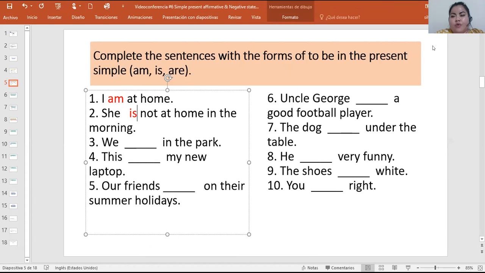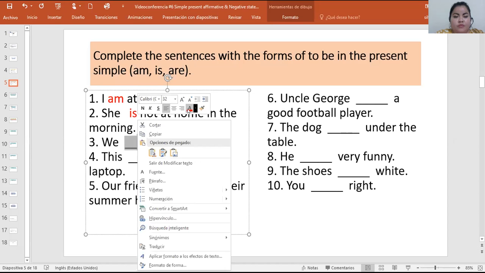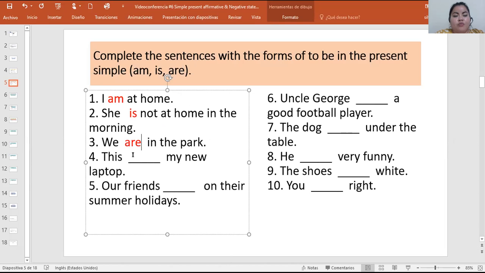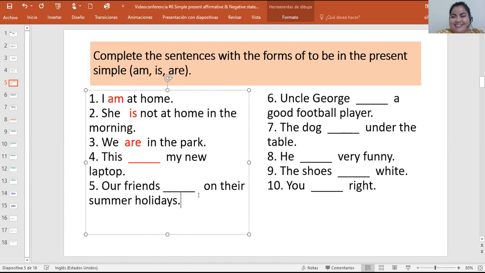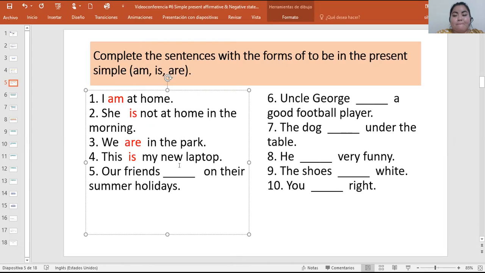What do you have in number three, Avelina? We are in the park. Excellent job. Number four, Alba. This is my new... My new what? My new laptop. This is my new laptop. Repeat. Laptop. This is my new laptop. Es que me salió. Se me tapó aquí con una pantallita chiquita.